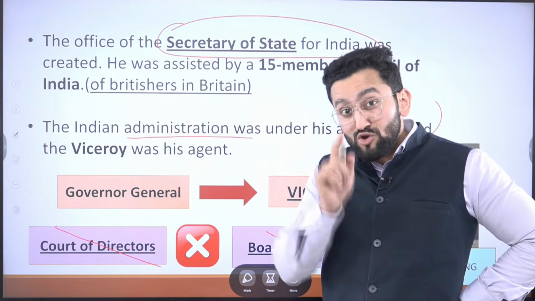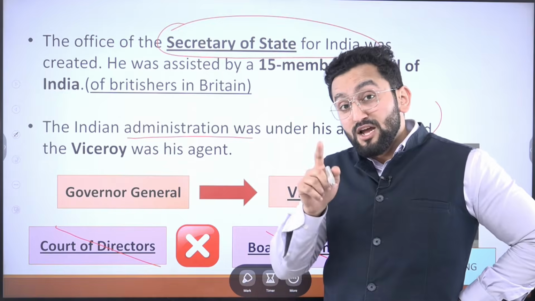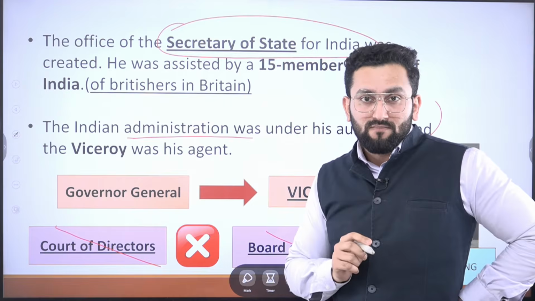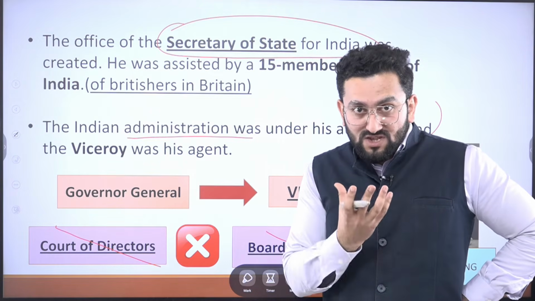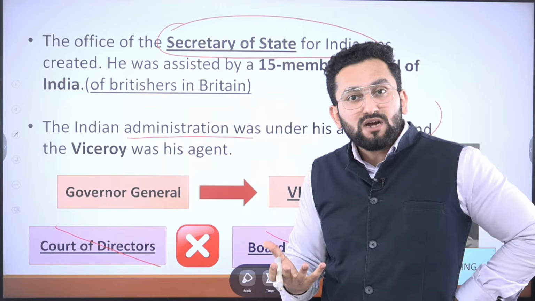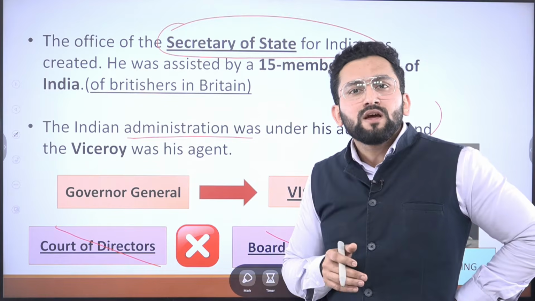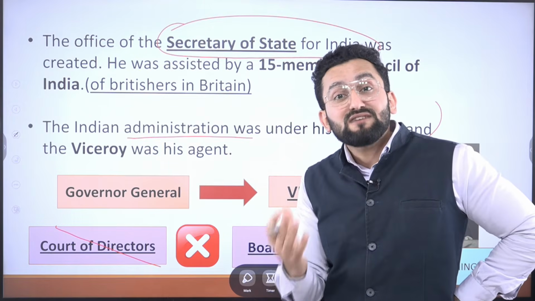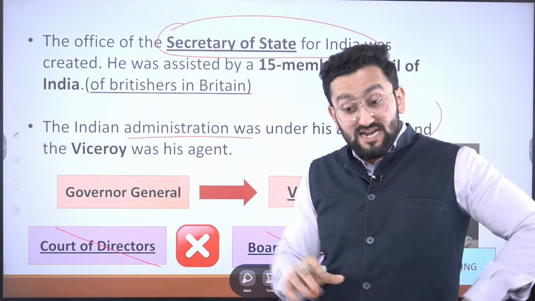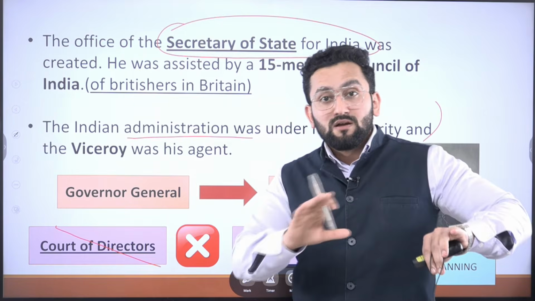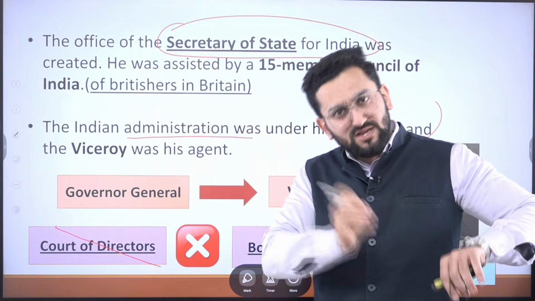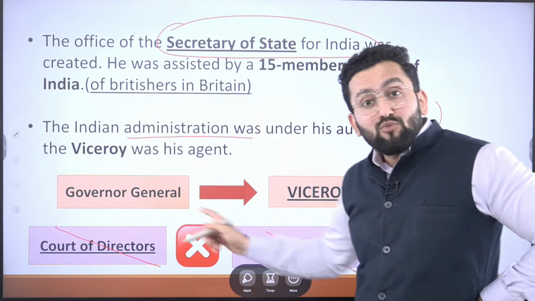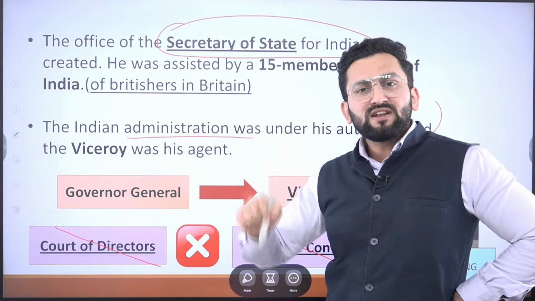In the previous class, I also focused on this part, that Court of Director was existing already. This Court of Director, who was representing the interest of this private company, was existing already. Board of Control was created as a new entity through Pitt's India Act 1784. Yes, you can say the division of power, commercial functions and political functions, was done in Pitt's India Act. But my statement is saying Court of Director and Board of Control were created from Pitt's India Act 1784.